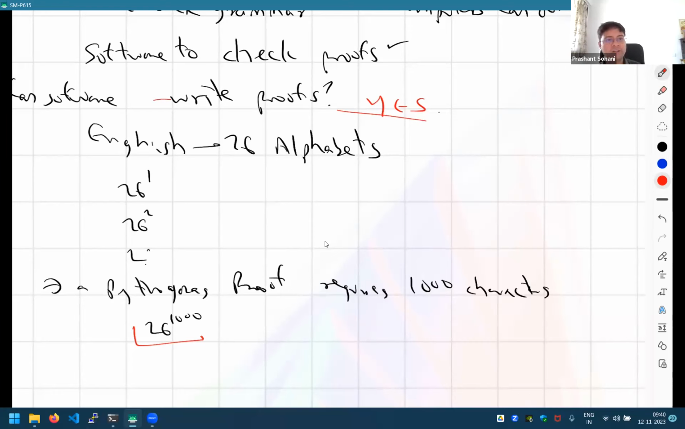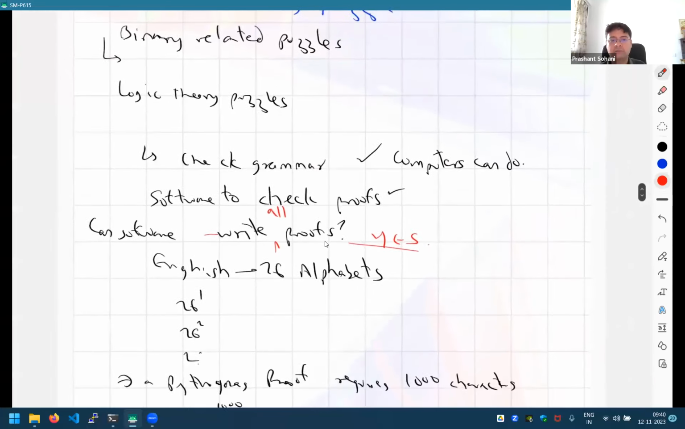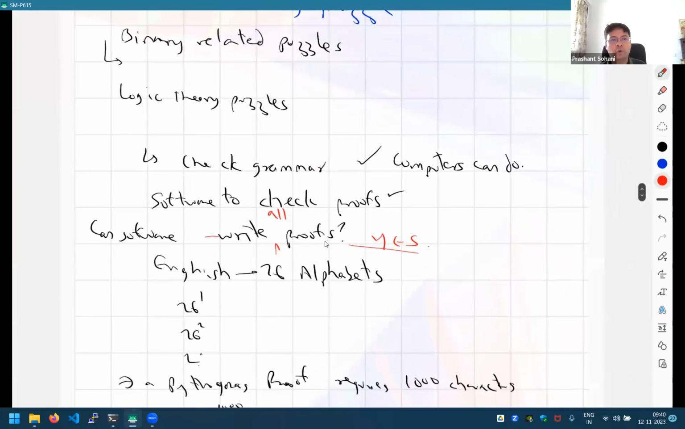But the question is, can software write all proofs? At first glance, it may seem that it should be able to. I don't see the problem in that. But that is not such a simple question, whether every possible statement or theorem can be proven automatically with a machine. That is something which we don't know. And it may be interesting that this is where finally this theory is going to go. But the starting point is something very simple called logic theory puzzles.